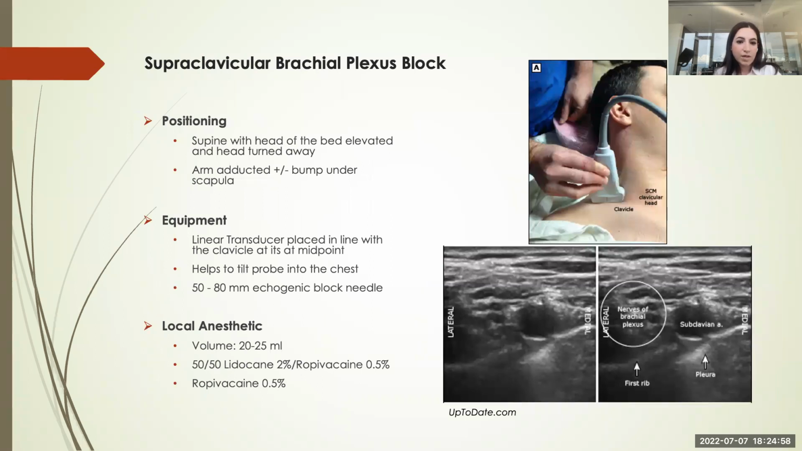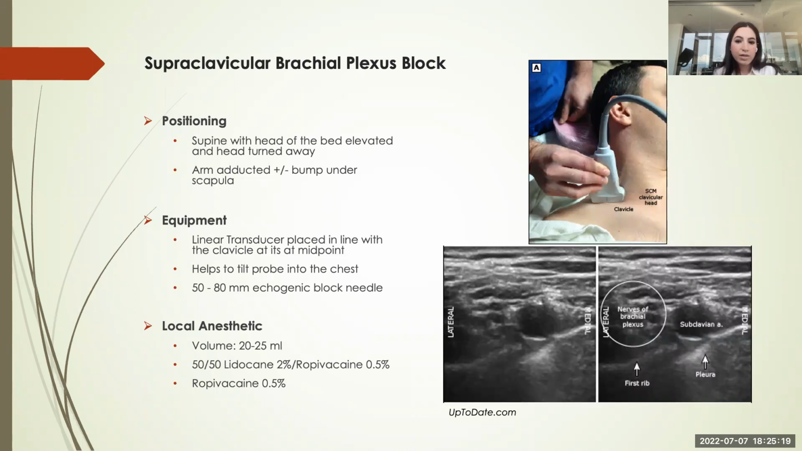Positioning is essentially the same as for an interscalene block. It's usually supine with the head of the bed elevated and the head turned away. The arm is placed by the patient's side. If you want to put a bump under the scapula, you can. The probe is usually placed in the transverse plane, immediately proximal to the clavicle.